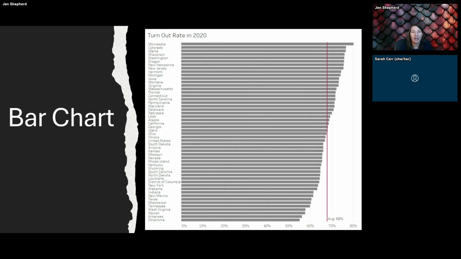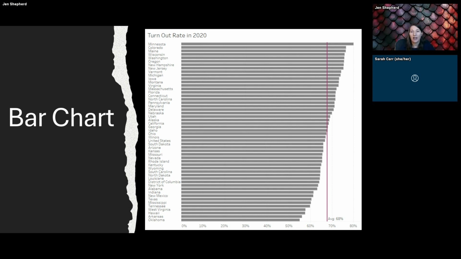So here I took the 2020 rate and put that in as my measure, and then I put that in by state, and then I sorted it so that the highest turnout rate was at the top, the lowest turnout rate was at the bottom, and I added an average line in there too, just to get a sense of what that overall is, and then you can get a sense of which states are above or below.